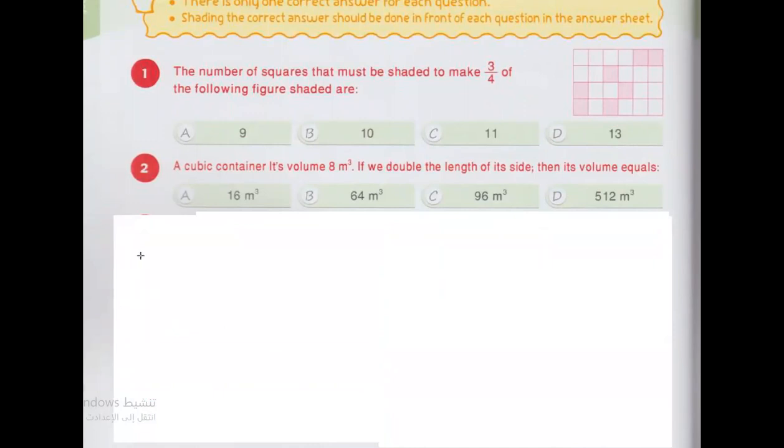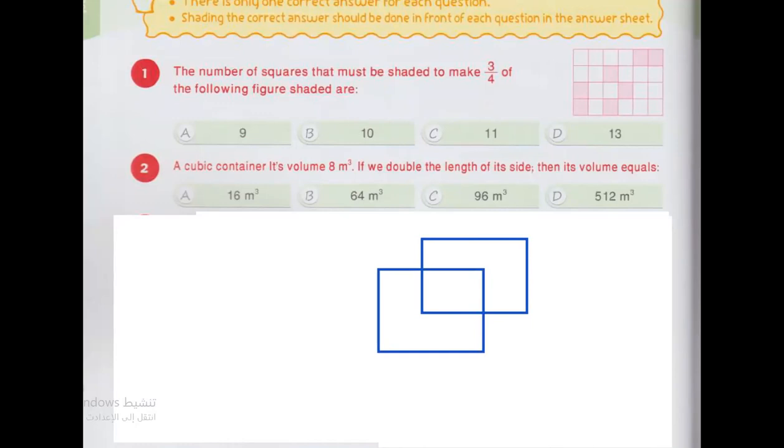What do you think? If you want me to help you... This cube, you know cube? This cube, we have the volume of the cube. What is the volume of the cube given? 8 m cubed. It is 8, right? 8 m cubed, sorry.